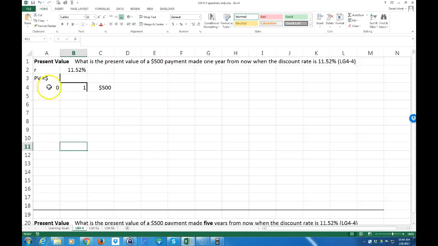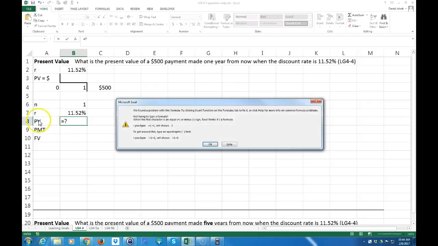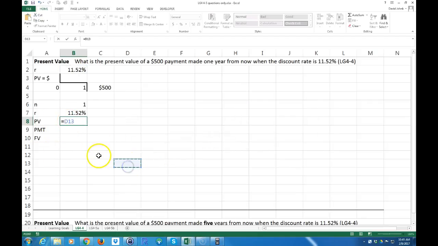So this is a flow out of my pocket. What is my flow going to be in my pocket right now? We can do it in the order the calculator has it: N, R, the present value, payment, and the future value. Most financial calculators have it in that order. So my N is equal to 1. My R is equal to this 11.52%. My present value is what we want to know. The payment's 0 because there are no payments here.